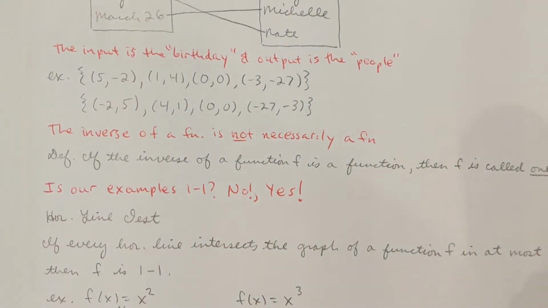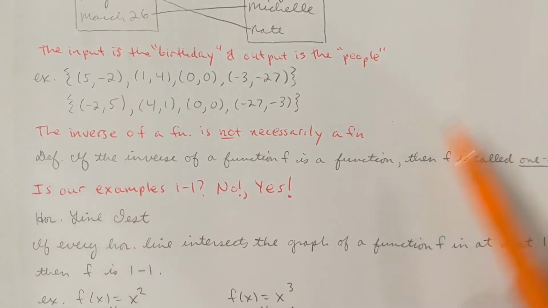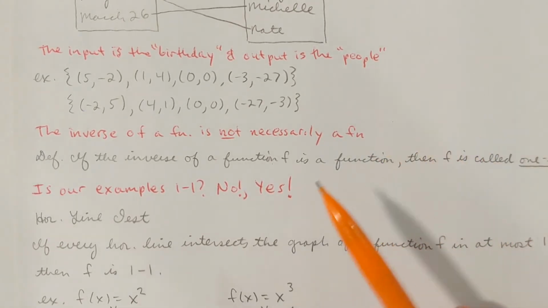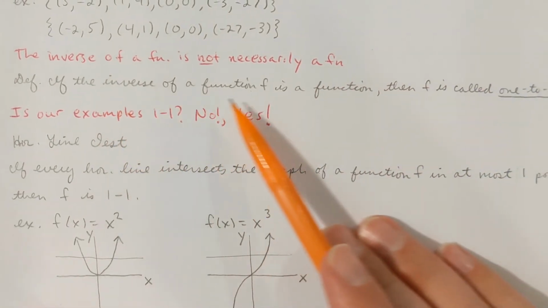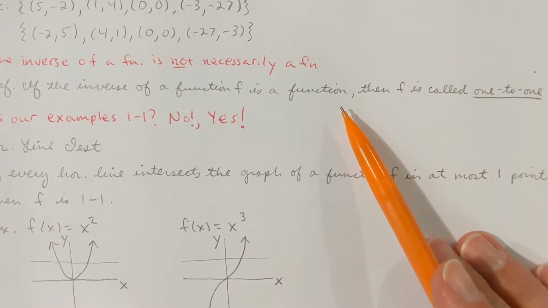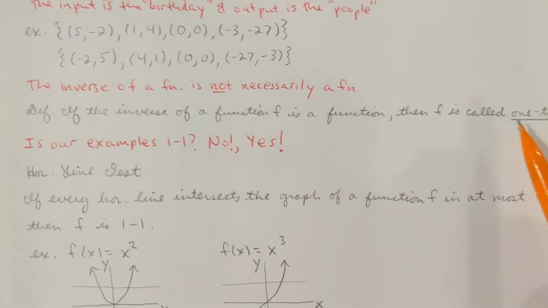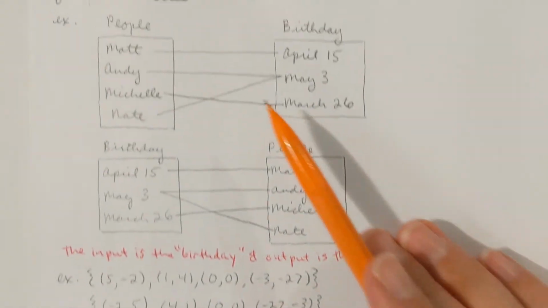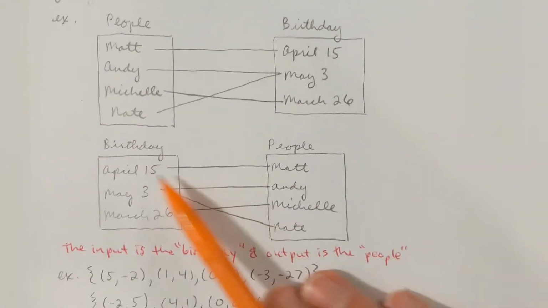That would be the inverse of the function that was given. Now, sometimes when we calculate an inverse, the inverse of a function is not a function, and sometimes it is a function. It just depends. There's a definition: if the inverse of a function f is also a function, then the original function f is called one-to-one. Okay, so if I go back to my first example, here's my function, and here's the inverse.